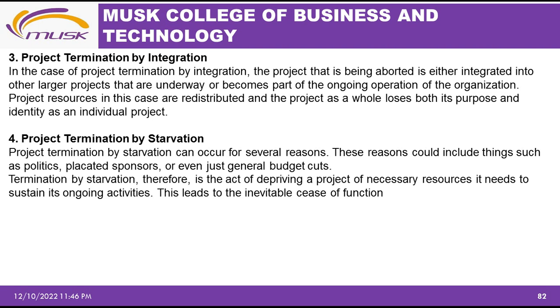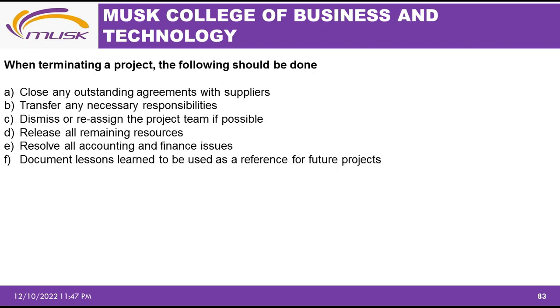And finally is project termination by starvation. Project termination by starvation occurs because of several reasons. These reasons could include things such as politics, placated sponsors, or even general budget cuts. So we reduce the budgets for the project, and then it ends up stalling because it's not being well funded, or the donors have reduced their funding.